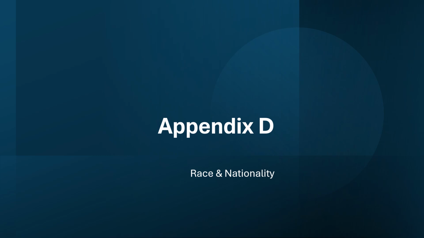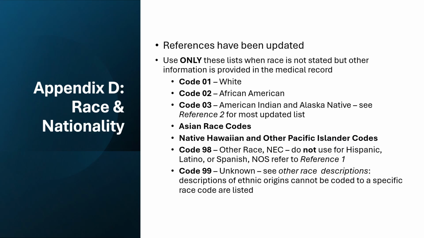All right, now we want to look at some changes and updates that occurred to Appendix D for race and nationality coding. The real big changes are that the references have been updated. So on some of the codes, we are to see the references. So make sure that you are using the most updated Appendix D and using the most updated reference.